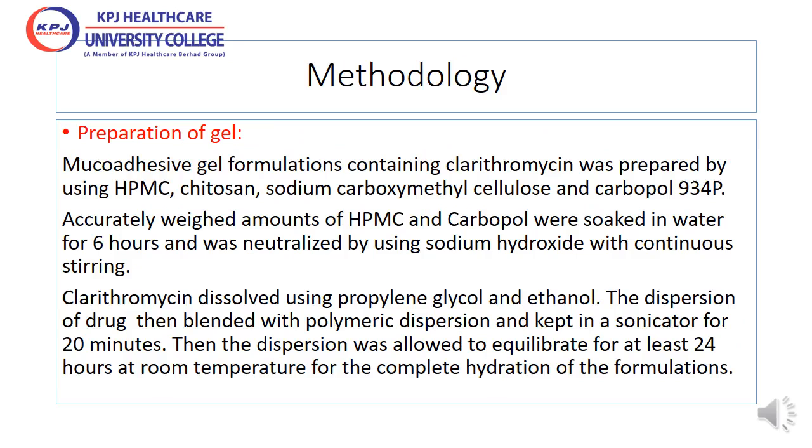Preparation of gel. Mucoadhesive gel formulations containing clarithromycin were prepared by using HPMC, chitosan, sodium carboxymethylcellulose, and carbopol. Accurately weighed amounts of the polymers were dispersed in water for sufficient time to swell, and wherever required, the polymers were neutralized using appropriate agents. Clarithromycin was dissolved using propylene glycol and ethanol. The dispersion of drug was blended with the polymeric dispersions and kept in a sonicator for 20 minutes. Then the dispersions were allowed to equilibrate for at least 24 hours at room temperature for complete hydration.